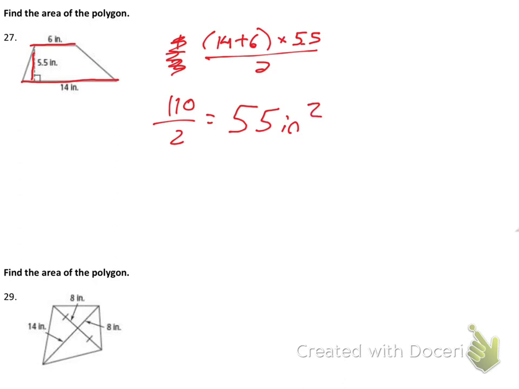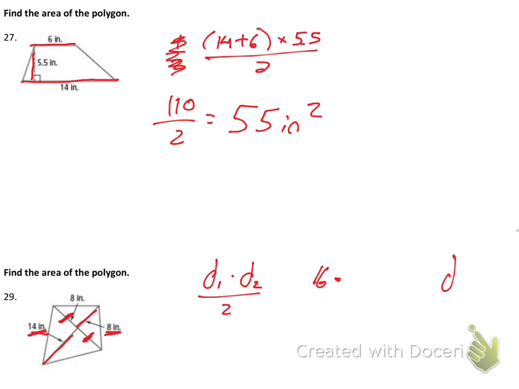All right, 29. If this is 8, that means this is 8. And then we need to add, this is 14, so that means we'll add this and 8. So this looks to be a kite, so we're going to do diagonal 1 times diagonal 2 over 2. Diagonal 1 could be just this 8 plus this 8, so it would be 16 times 14. Diagonal 2 would be 14 plus 18.